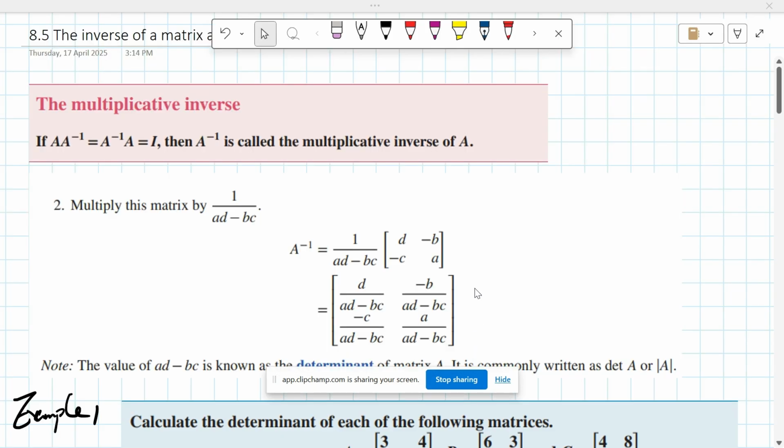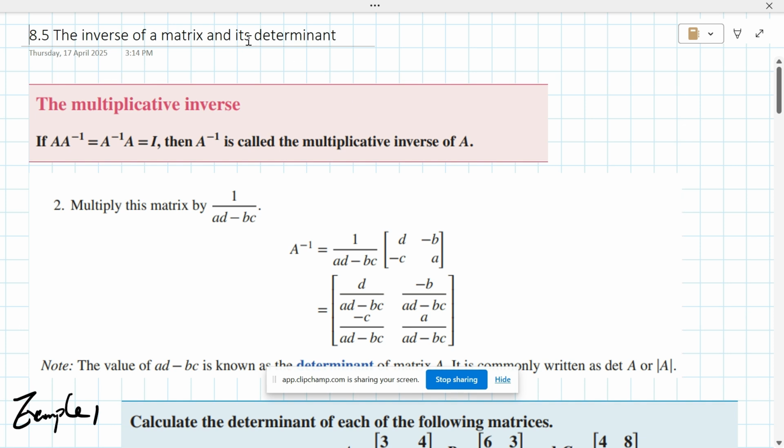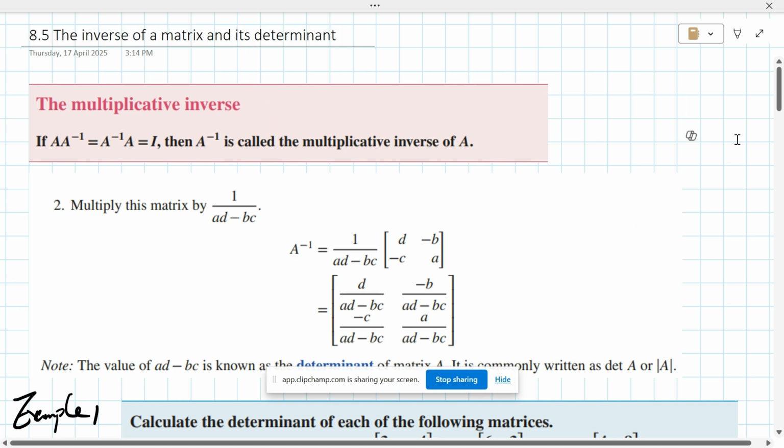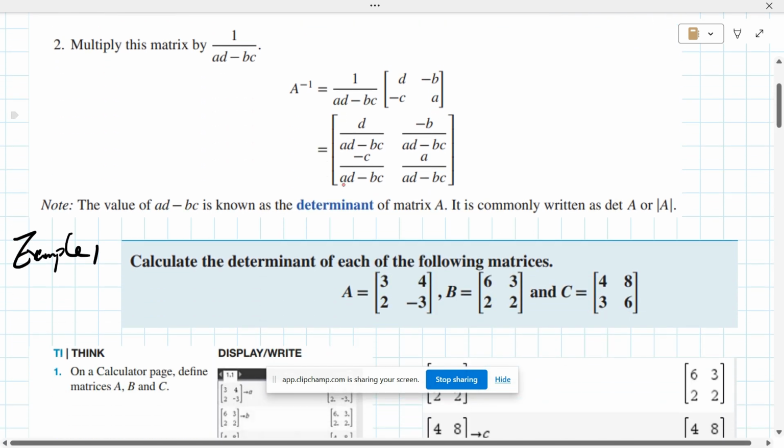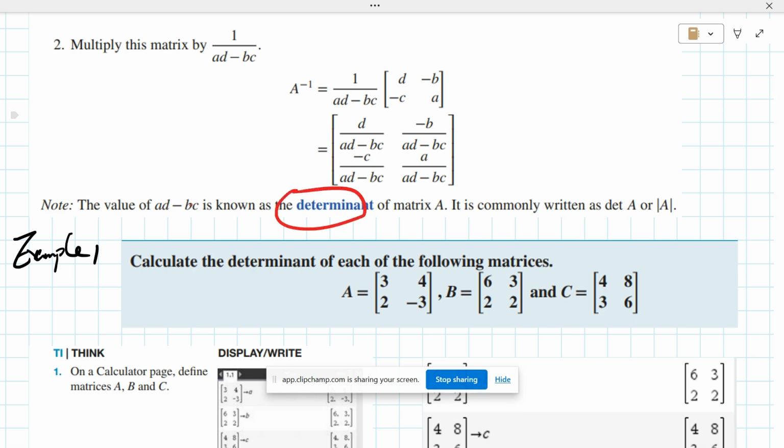Hello everyone, welcome back to chapter 8, matrices, which covers the inverse of matrices and the determinant. We're going to use inverse matrices to find the multiplications with the matrix's inverse. If you have the power of -1, that means the inverse function, the inverse matrix, in mathematical terms. So the determinant, which we know is AD minus BC.